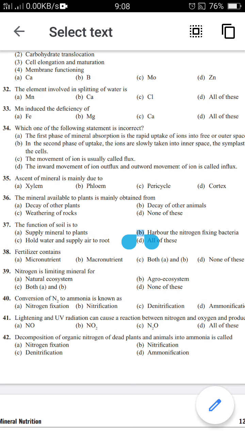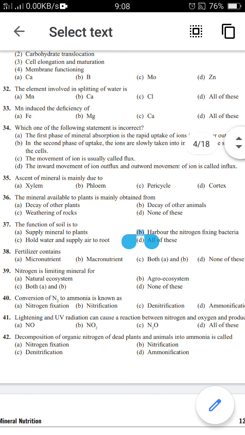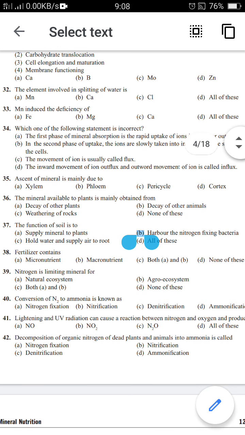Next, 38th question. Fertilizer contains A. Macronutrients, B. Micronutrients, C. Both A and B, and D. None of the above. 38th question. Correct answer is both A and B. Fertilizer contains macronutrients and micronutrients.